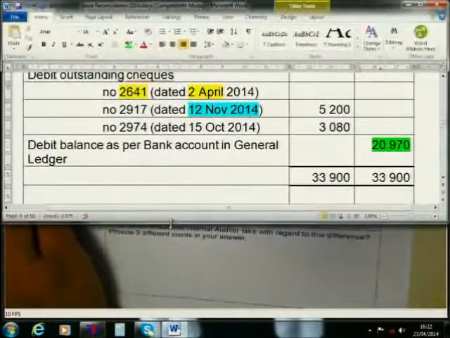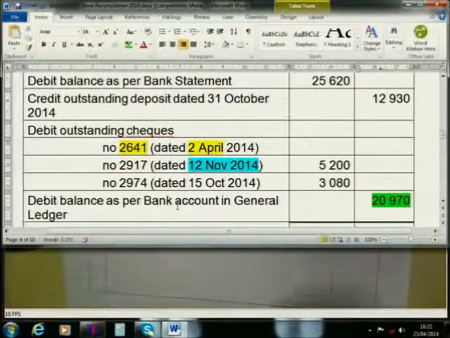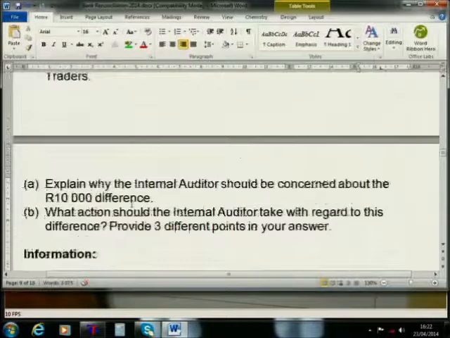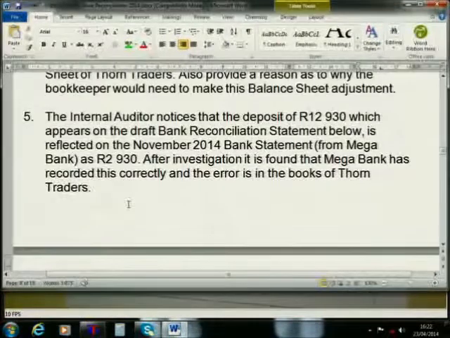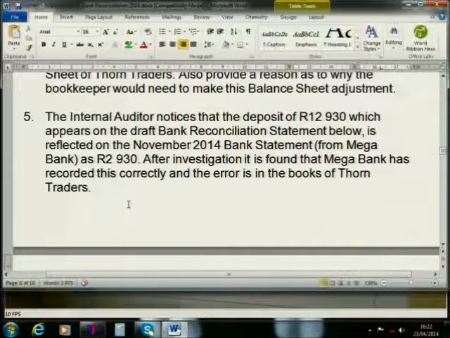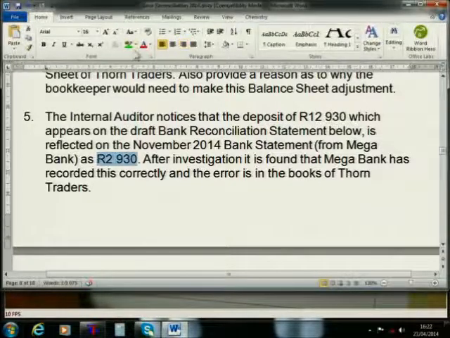We are still busy with this, and the question that's left is the internal auditor. Okay, let's read it there. The internal auditor noticed that the deposit of 12930, which appeared on the draft bank reconciliation statement, is reflected on the November bank statement that we received from our bank. Our bank is Mega Bank, only as 2930. Okay, so there's a deposit of 12930 on the bank reconciliation statement, but on the bank there's only 2930.